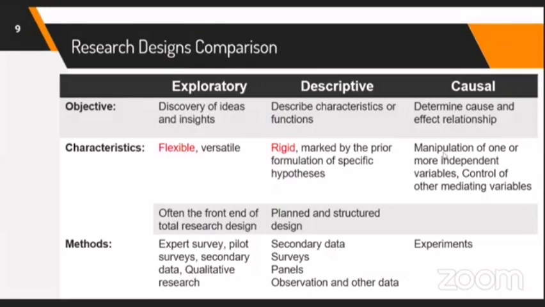In terms of methods, the exploratory type of research uses the expert survey, sometimes pilot surveys, or secondary data, or simply purely qualitative research. While in descriptive design, it also uses secondary data as supporting info to the surveys, or the results from the panels, or maybe the observations and the other experiments.